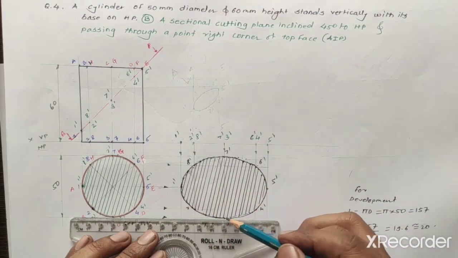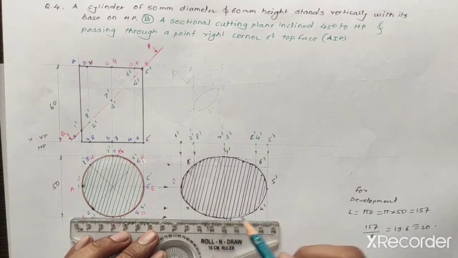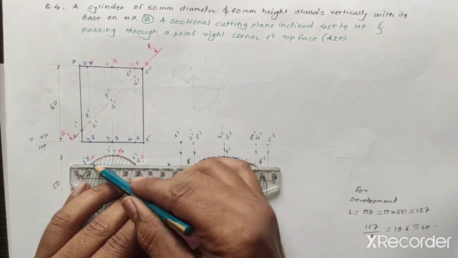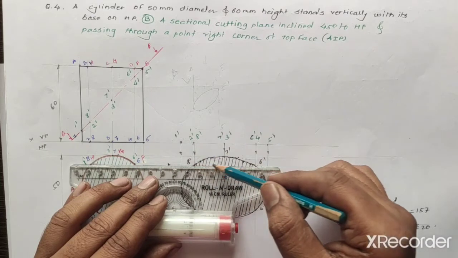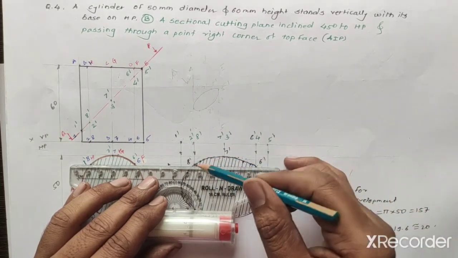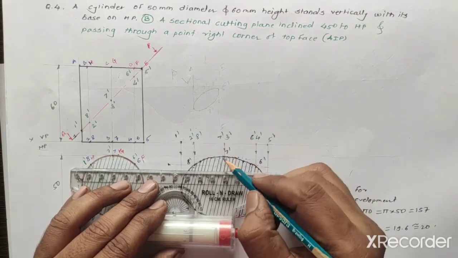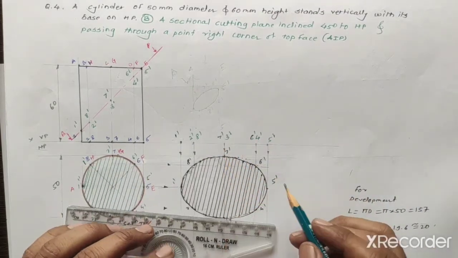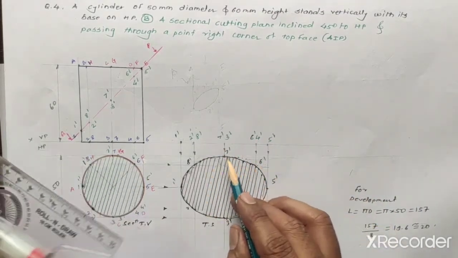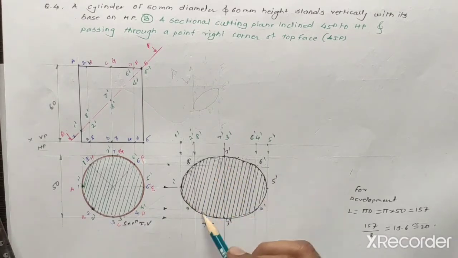Draw the horizontal faint projection line, 3 dash is present at this point. For the remaining 6 and 8, draw the faint projection line, 6 dash is present at this point, 8 dash at this point, and for 7 draw the faint line, 7 dash we get at this point. So connect all these points with a dark line and do the hatching. So this is the true shape of section.